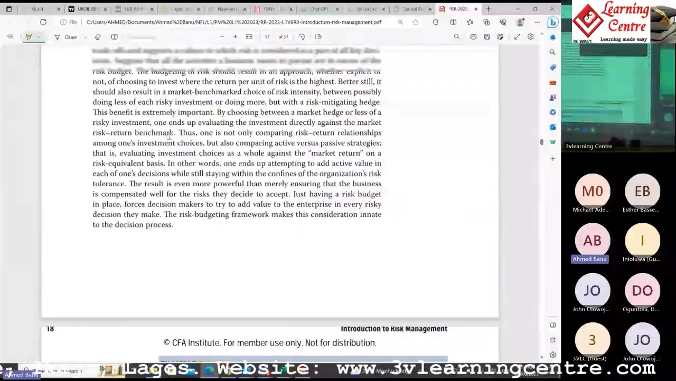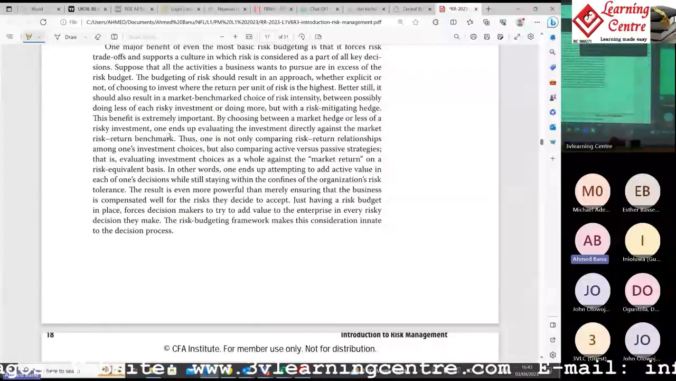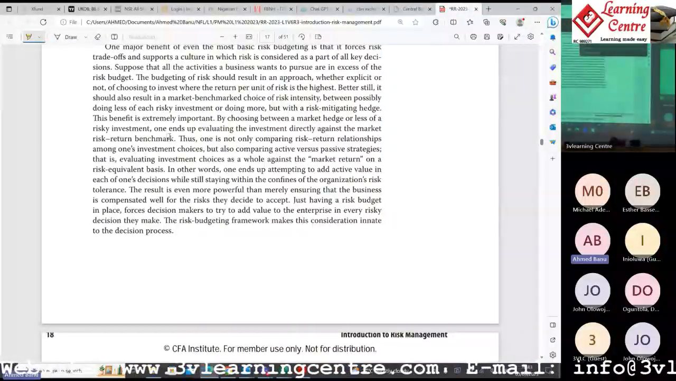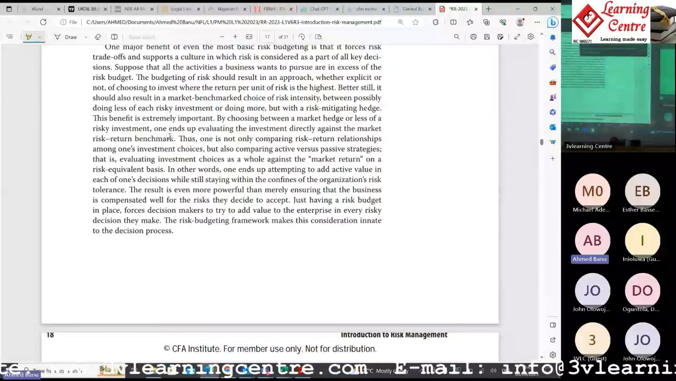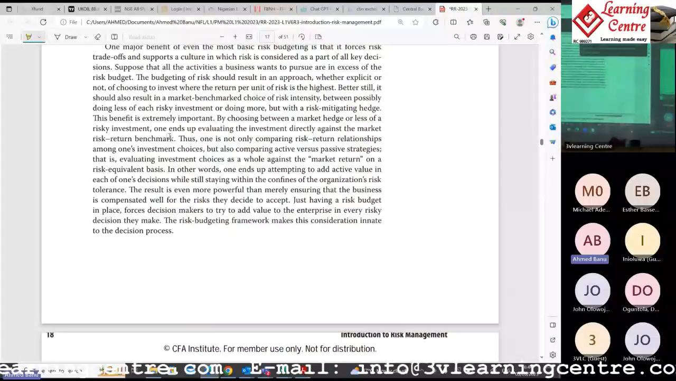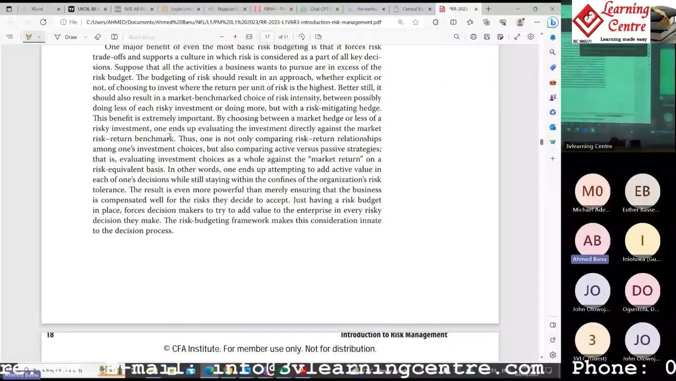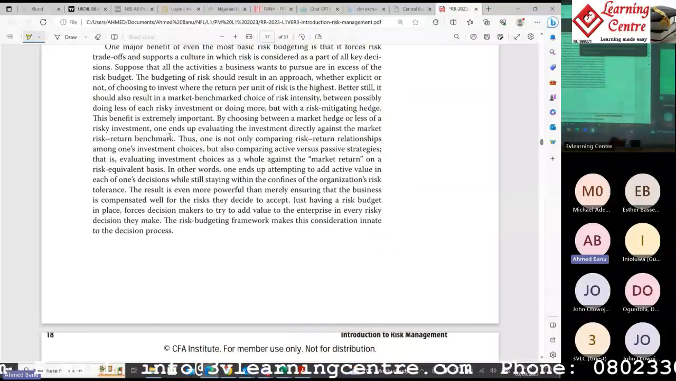Let me say Mr. A and Mr. B are taking on risk for the company. Mr. A is generating more money per unit of risk. The best decision to make is to give him more capital. That means he's more efficient with his use of risk.